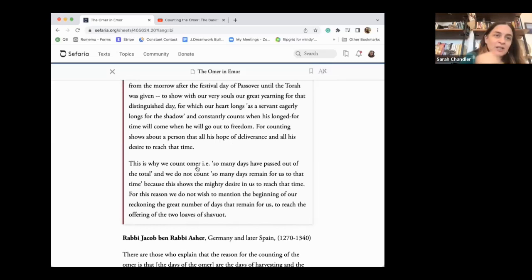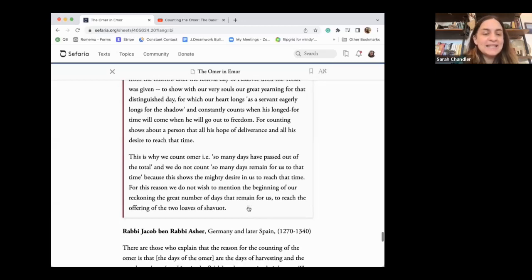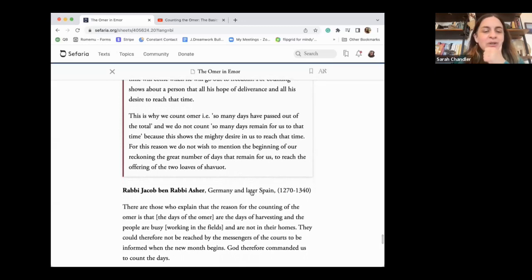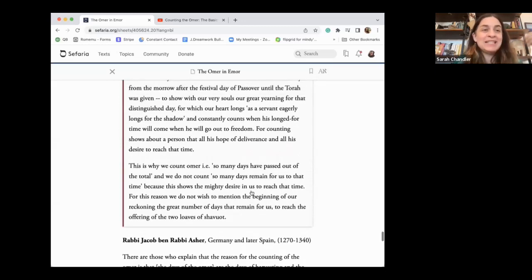We're continuing to look back, and to me, metaphorically, I'm imagining counting the Omer of barley on one side and looking back at the wheat, which is both our Pesach wheat, but also looking forward, which is also our Shavuot wheat. This is why they count the Omer. So many days have passed out of the total, and we do not count so many days remain for us to that time, because this shows the mighty desire to reach that time. For this reason, we do not wish to mention at the beginning of our reckoning the great number of days that remain for us to reach the offering of 2 loaves of Shavuot. And again, especially if you're going to be celebrating Shavuot this year with challah, I encourage you to lift those up as a tenufa.